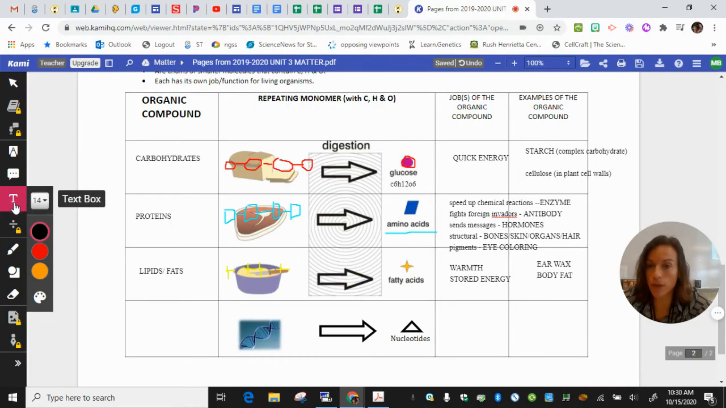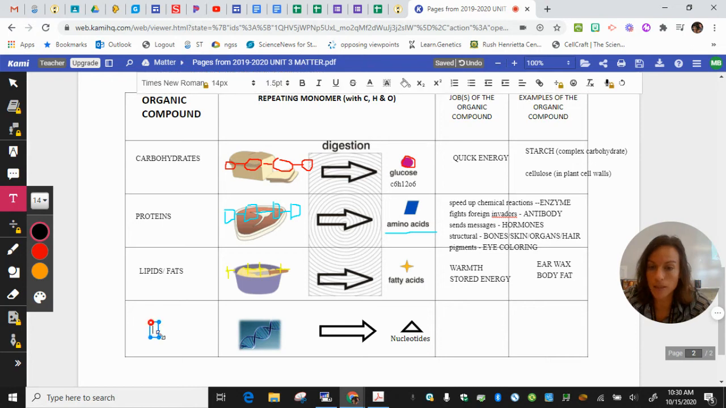The last organic compound, so again, these are all organic compounds. They all have CHO. I did not put formulas in for amino acids and fatty acids, and I won't for nucleotides because they're more complicated and they have lots of different kinds of formulas, but they all do, I will assure you, have C, H, and O in them. This last one is called nucleic acids. You can see this picture. It's something like DNA, or we'll learn in a future unit, something called RNA is another example.